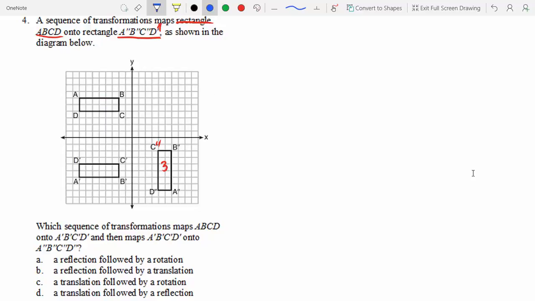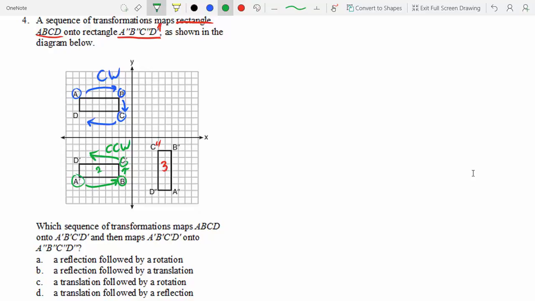So the orientation from A to B to C, we can see, is what we call clockwise. And then in the second, our first image, A to B to C is actually going the opposite direction. It's going counterclockwise. So when you compare the orientation, you can see that it changed, and that only happens in a reflection.